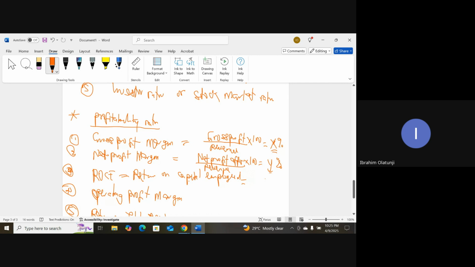We said ROCE, which is return on capital employed. That return on capital employed will be your profit before interest and tax all over capital employed, times 100. To get your ROCE, it will be profit before interest and tax all over capital employed.